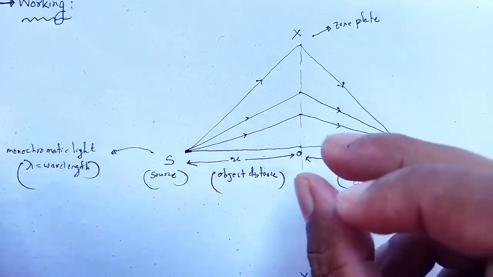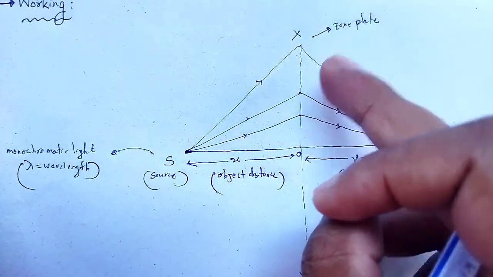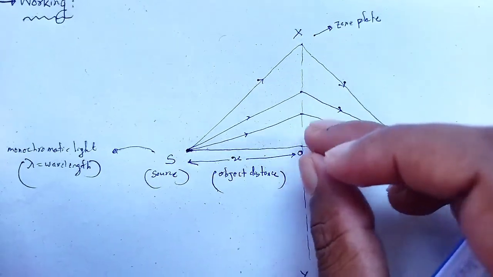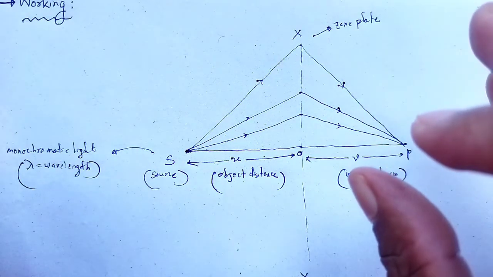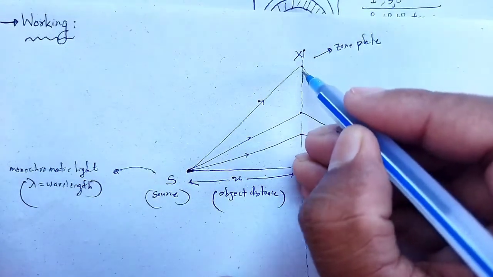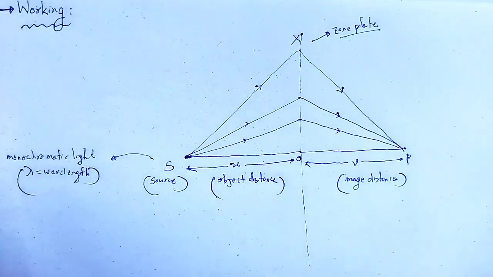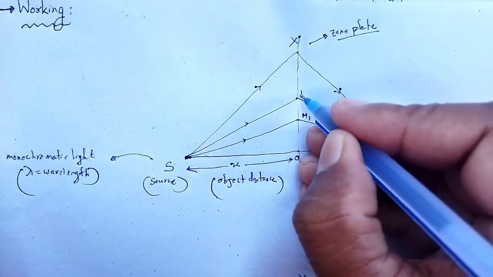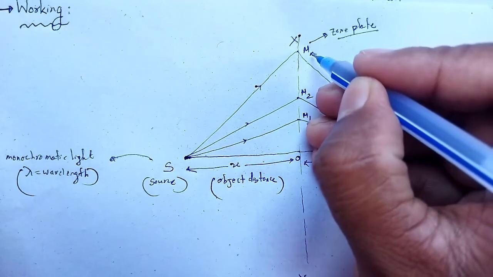accordingly the contribution due to 1, 3, 5 and so on, these portions light passes and other portions light is obstructed. Generally we prefer a zone plate, either that one is positive or negative. It is named as, let M1, M2, for nth named as Mn.